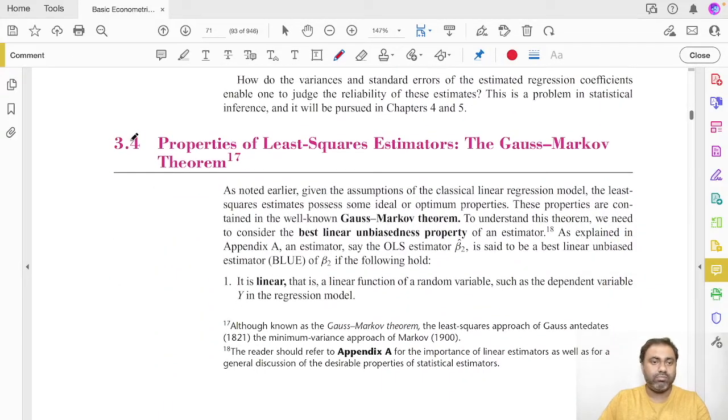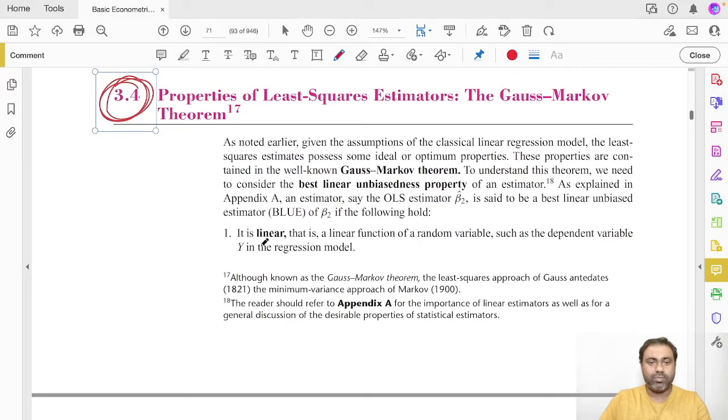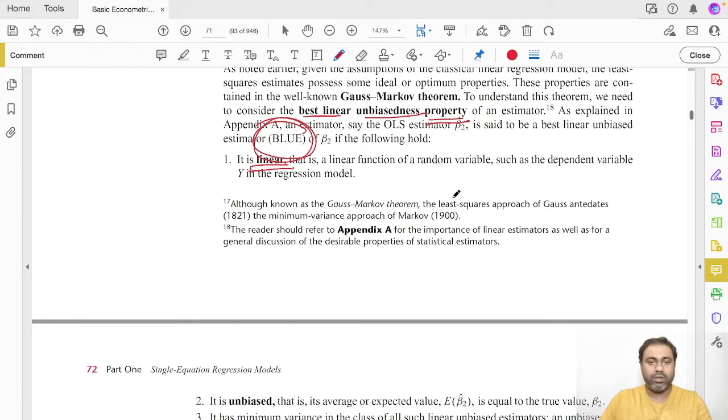Properties of ordinary least squares, the Gauss-Markov theorem. It must be linear. It must be BLUE, best linear unbiased estimator.